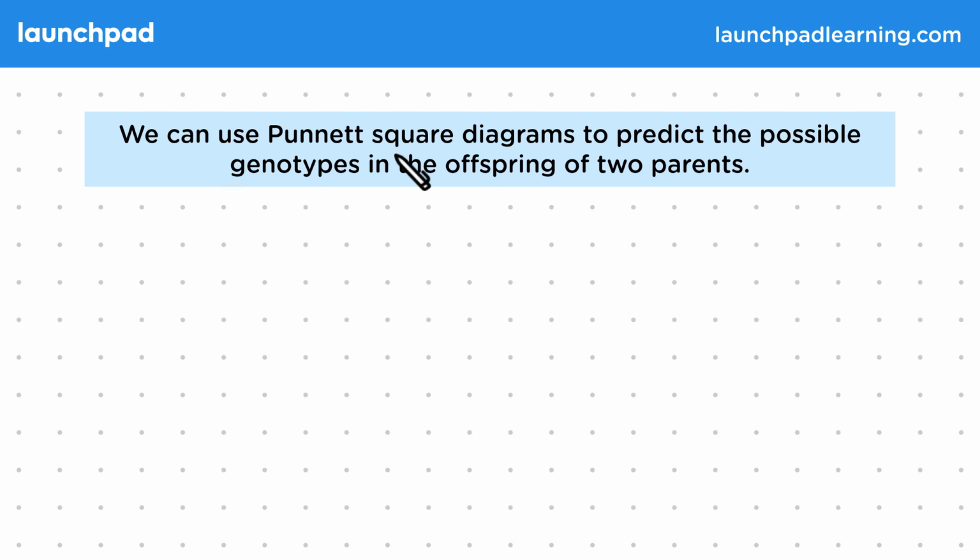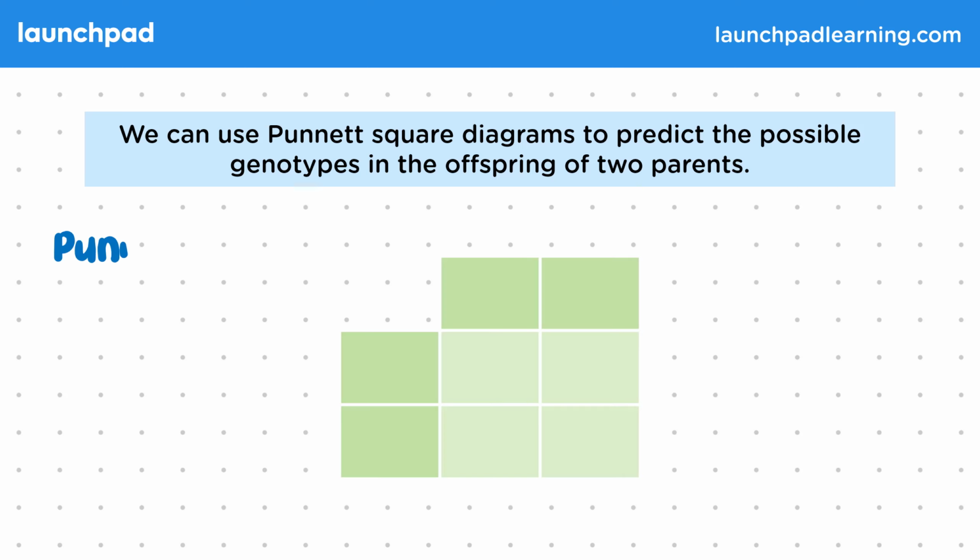We can use Punnett square diagrams to predict the possible genotypes in the offspring of two parents. This diagram shows a Punnett square. We can use one of these to predict the possible genotypes of the offspring of two parents by putting in the genotypes in each of these boxes. So let's go through an example with parent 1 and parent 2, which are both heterozygous for a single gene.